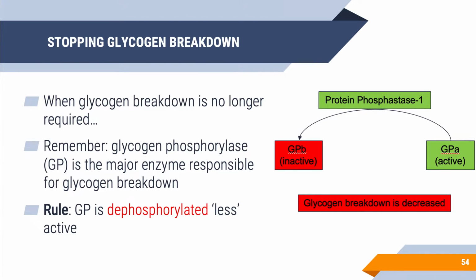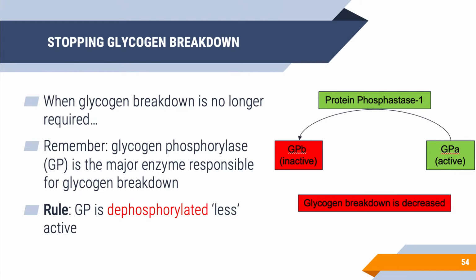So now we need to think about the other side of the equation, stopping glycogen breakdown. When glycogen breakdown is no longer required, so at the end of exercise, we have a decrease in epinephrine levels. We also have a decrease in calcium levels, signaling for us to decrease glycogen breakdown because we're no longer exercising and we no longer require these elevated levels of ATP.